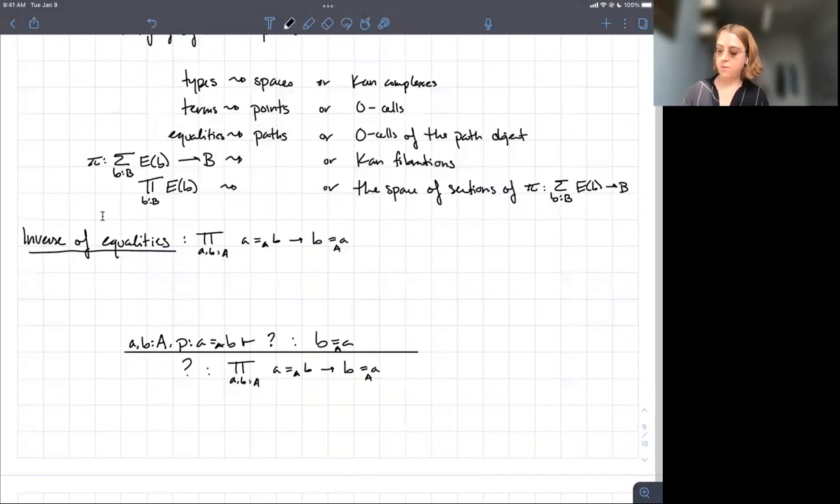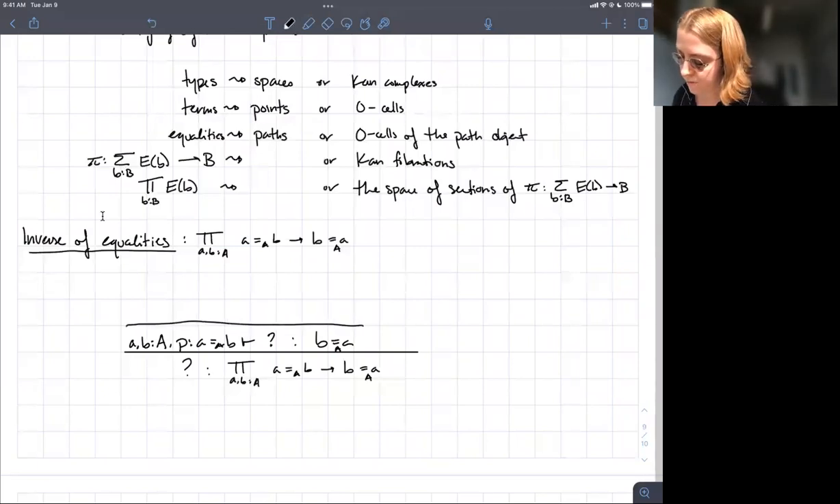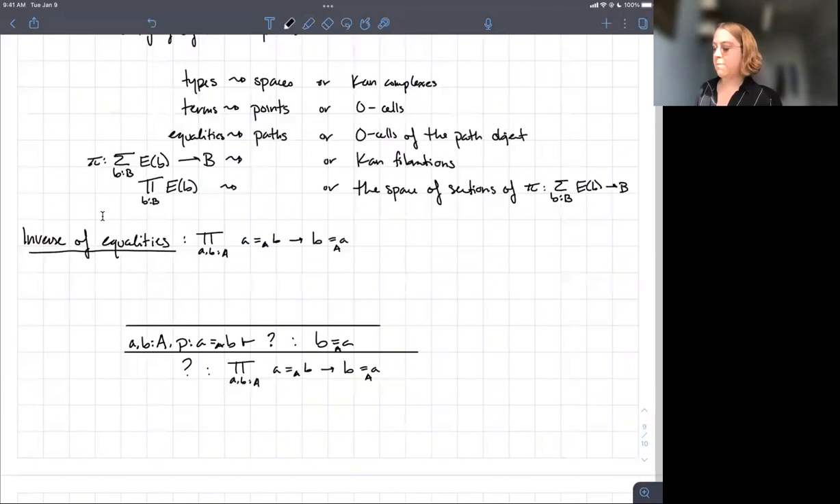And so we see that we want to prove something about an arbitrary equality between A and B. So we just apply equality elimination, identity elimination. And for that, we just need to prove this statement in the case that P is reflexivity. So A and B are going to be the same. P is going to be reflexivity. So we need something in that type where A and B are the same.